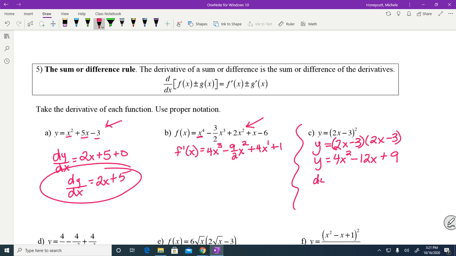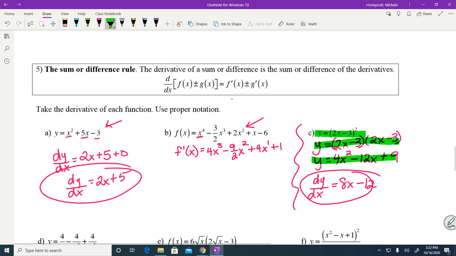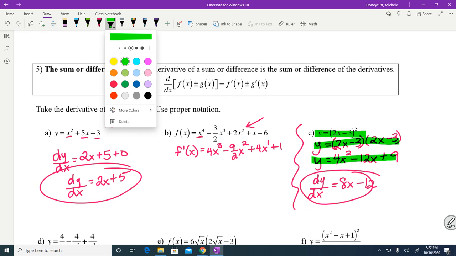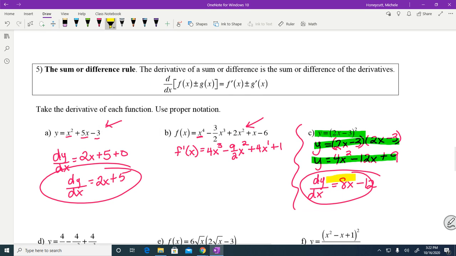Then I can take my derivative. So 2 times 4 is 8x minus 12. Now notice I'm careful with my notation. When I'm just simplifying, when I'm just squaring, this is still y. I didn't use the dy/dx notation until I switched over to the derivative. So just be careful with that.